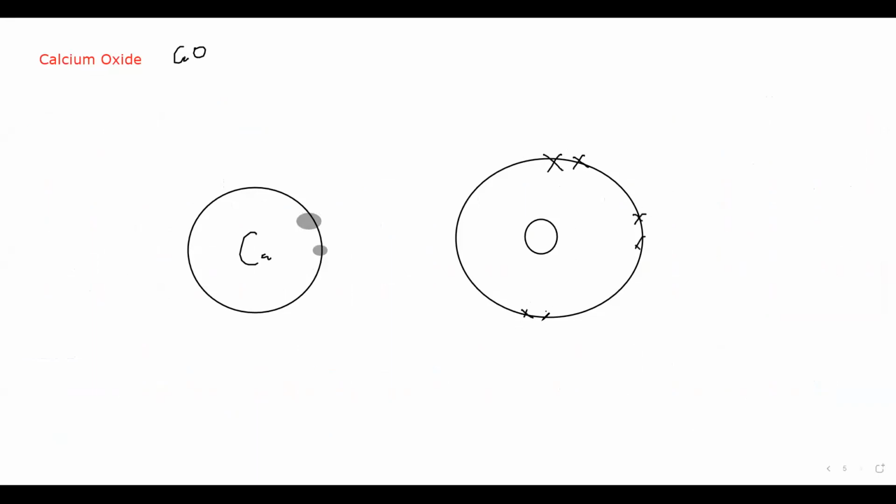So calcium will lose both of its electrons and oxygen will gain both the electrons to complete 8, or octet. So electrons actually transfer from calcium to oxygen. So calcium does not have any electron in the last shell. It will be a plus charge, and oxygen took 2 electrons, so it will be a negative charge. And this is the structure of calcium oxide. Is it clear? This is the ionic structure of calcium oxide.